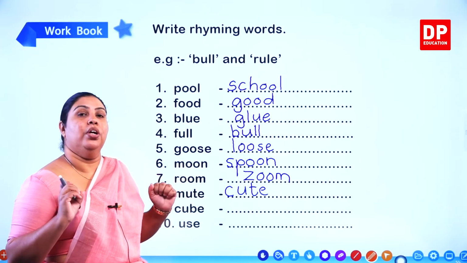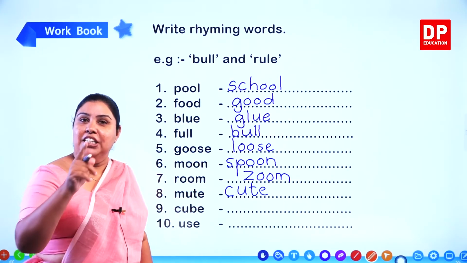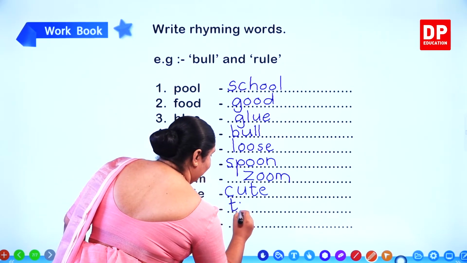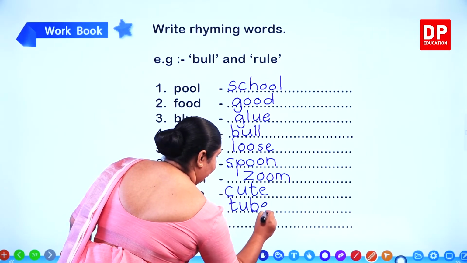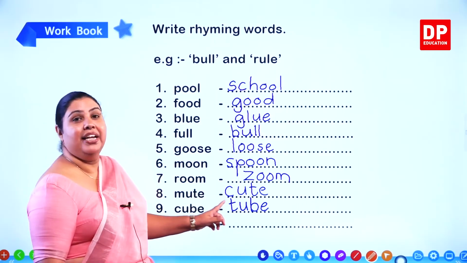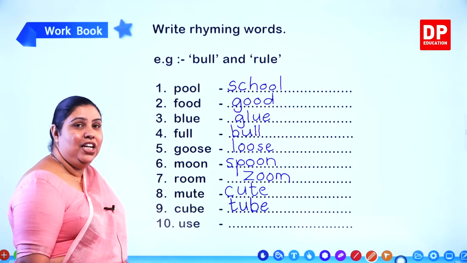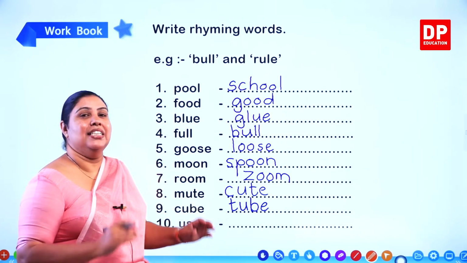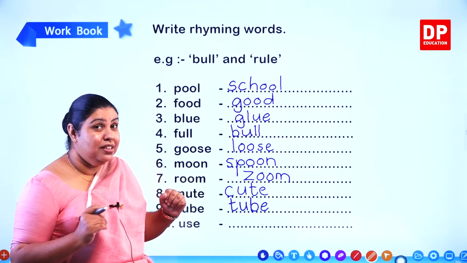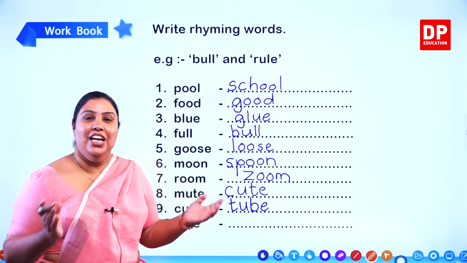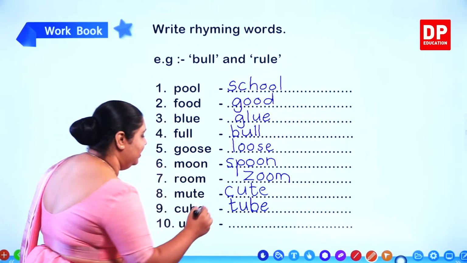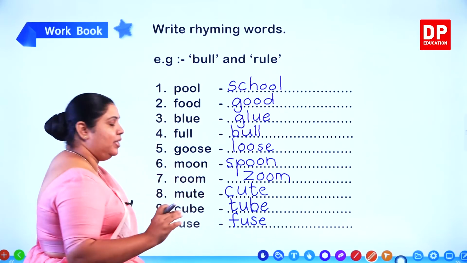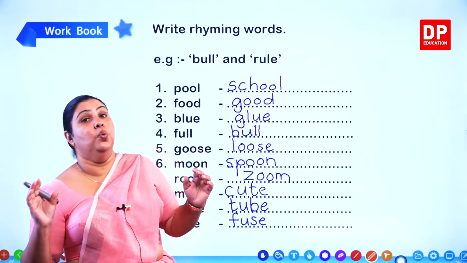C-U-B-E. Cube. How about the word tube? T-U-B-E. So we can write tube. Cube and tube. Then the last one. Use. Tell me a rhyming word that has the same sound like use. Fuse. Use. Fuse. We'll write the word fuse. So these are the words with the short and the long oo sound.